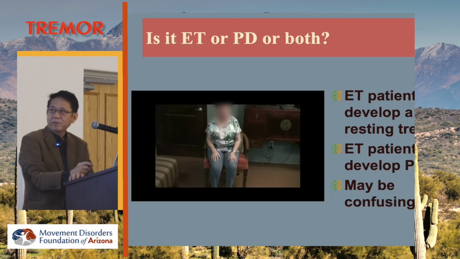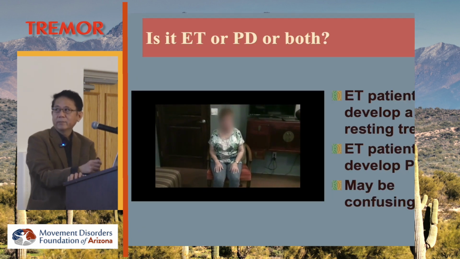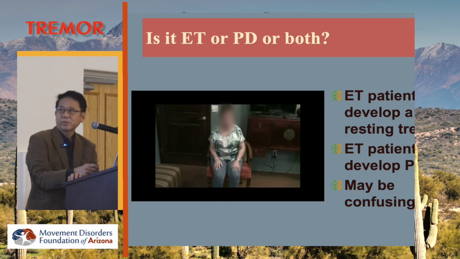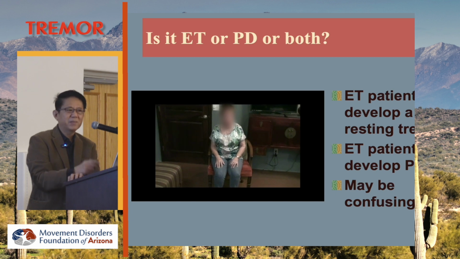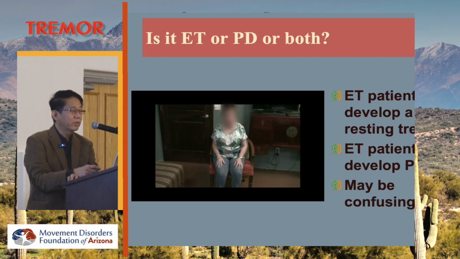So here's an example of a patient with a rest tremor in one hand, who has a long-standing history of essential tremor. And the question in my mind is, is this chronic essential tremor with some subtle Parkinsonism, which in this case is a rest tremor, or has the patient now developed Parkinson's disease? It may be confusing when you see patients like this.